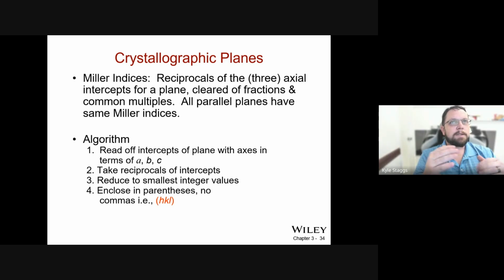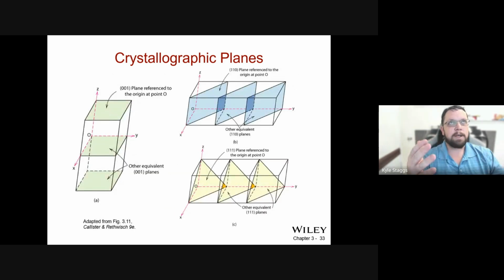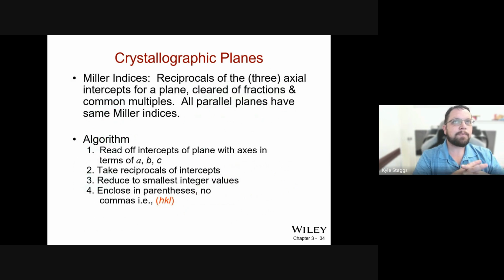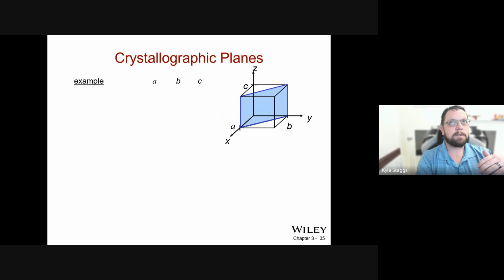So if you had a 10, 10, 10, 0, you want to reduce those, because that's going to be an equivalent plane to a 1110, if we're talking in the hexagonal space, for instance. So the process for these is to start by reading off the intercepts in terms of A, B, and C. Then we get the actual reciprocals for those, and then we reduce to the smallest integer values and enclose them in parentheses.